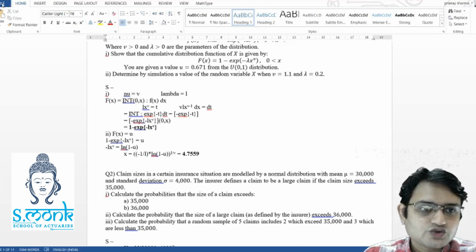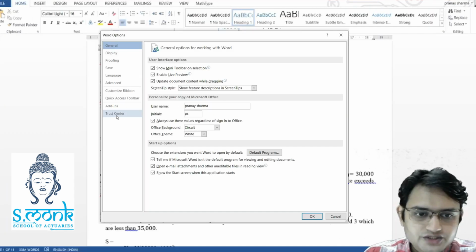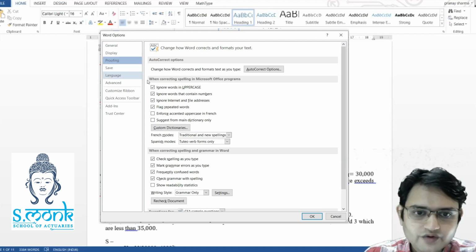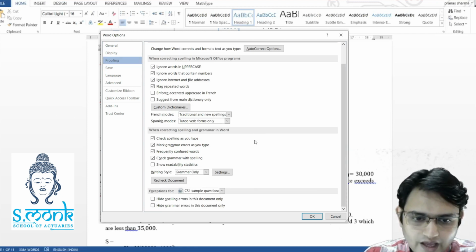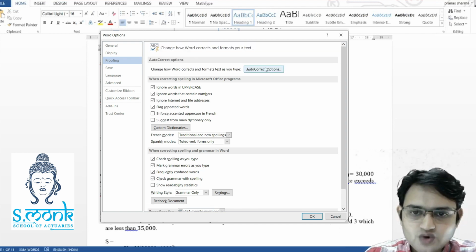For that, just go to File and go to Options here, and in Options go to Proofing. When we go to Proofing, go down and you will see this hide spelling errors in this document and hide grammar errors in this document only. We'll select both of these, and while we are here, just go up and go to this AutoCorrect options.